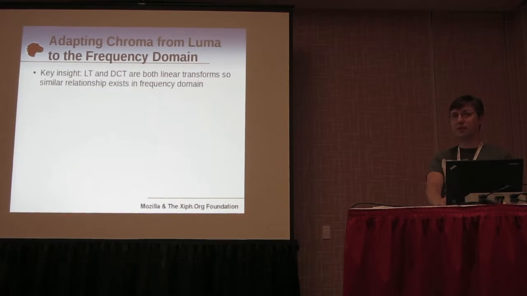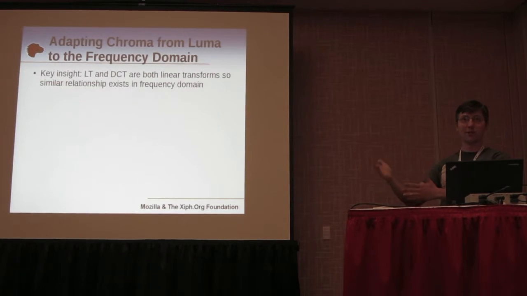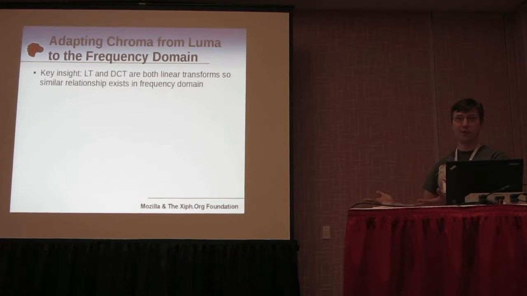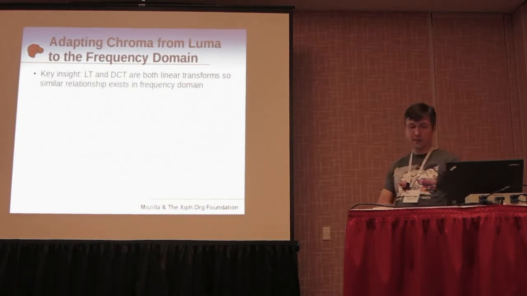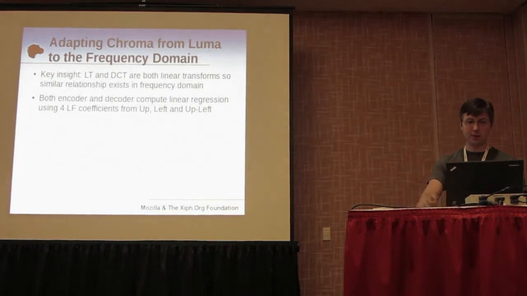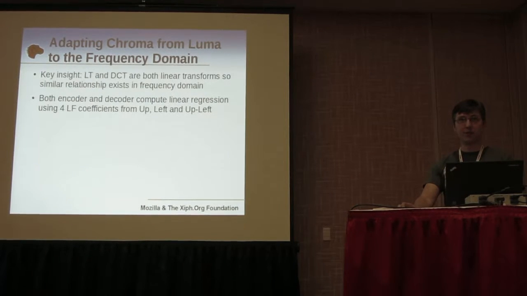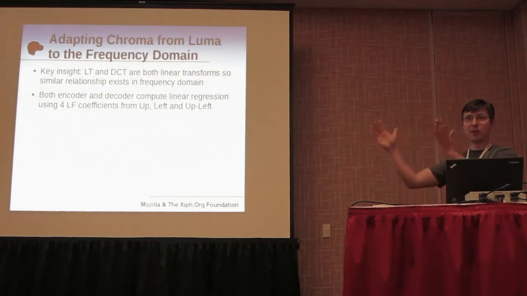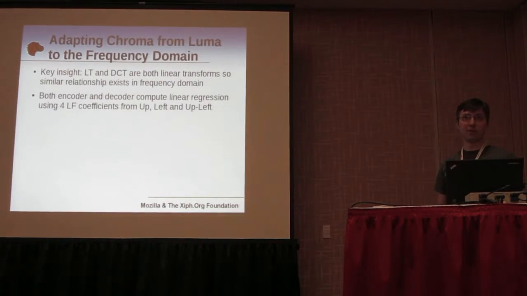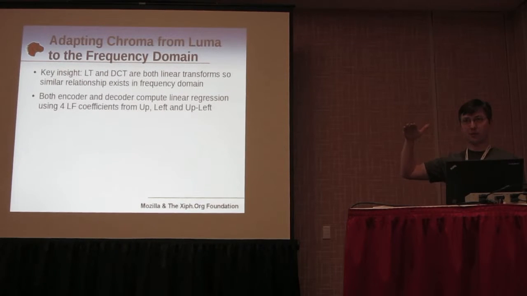So what we did in Daala was adapt this technique to work in the frequency domain. The key insight is that the lapped transform and the DCT are both linear themselves. So we have a linear relationship in the spatial domain, we apply two linear transforms, and we have the same linear relationship in this new lapped frequency domain. And so we do something similar. Here we do a linear regression on just the 4 lower frequency coefficients, and we do this because they cover the same spatial extent, but there are fewer of them. We pick those because they have the most influence in the horizontal, vertical, and diagonal directions.